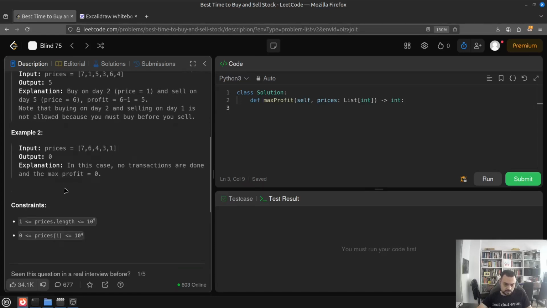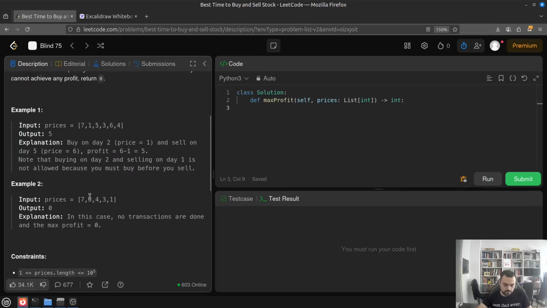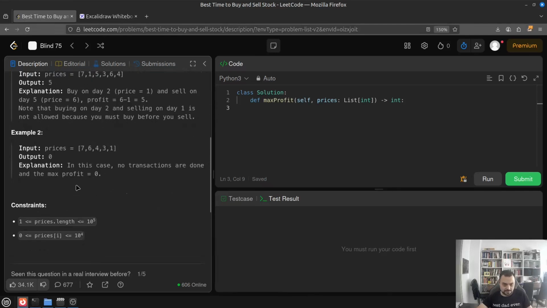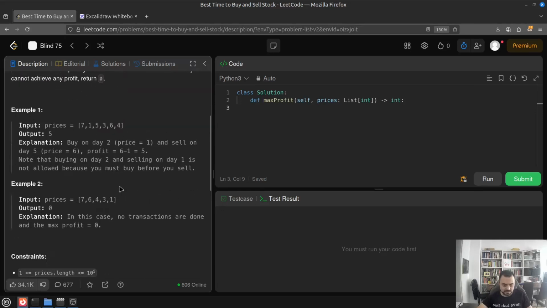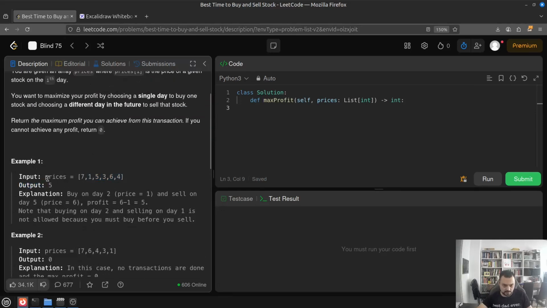And the second example, in this case, no transactions are done and the max profit is 0. Yeah, because the prices are getting lower instead of higher. So we wouldn't make any profit by buying high and selling low. That doesn't make any sense, but people do it theoretically. Yeah. And let's just copy maybe this example and think about both approaches.